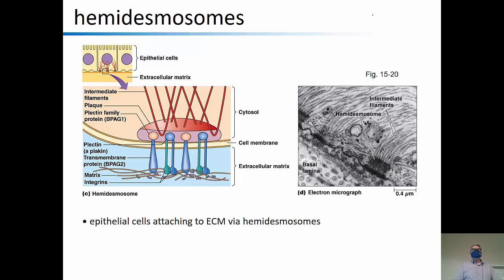Here we can see hemidesmosomes. So again, an indirect interaction between the integrins, shown in green and blue here, through these adapter proteins to the intermediate filaments. Cool image of those here, right? Using this transmission electron micrograph, you can really see it's quite a dramatic representation of what we see on the left.